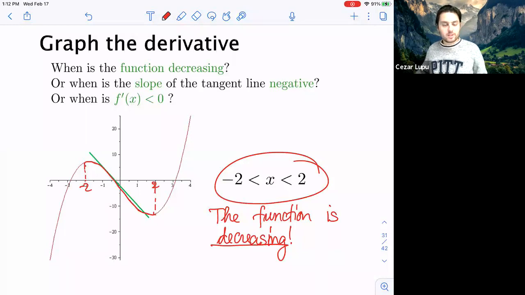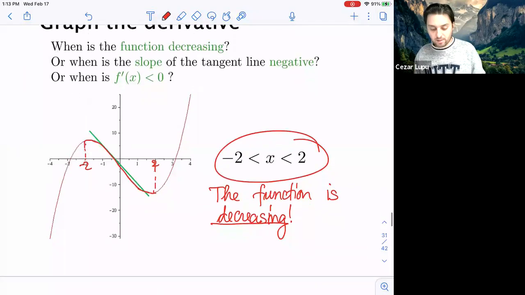All right, so this is what happens. Keep in mind that when the graph falls, it's decreasing. When the graph rises, it will be increasing. And the way it's related to the derivative, or the slope of the tangent line, is: when the derivative is negative, the function will be decreasing, so the graph falls. And when the derivative is positive, the graph will rise and the function will be increasing. All right.